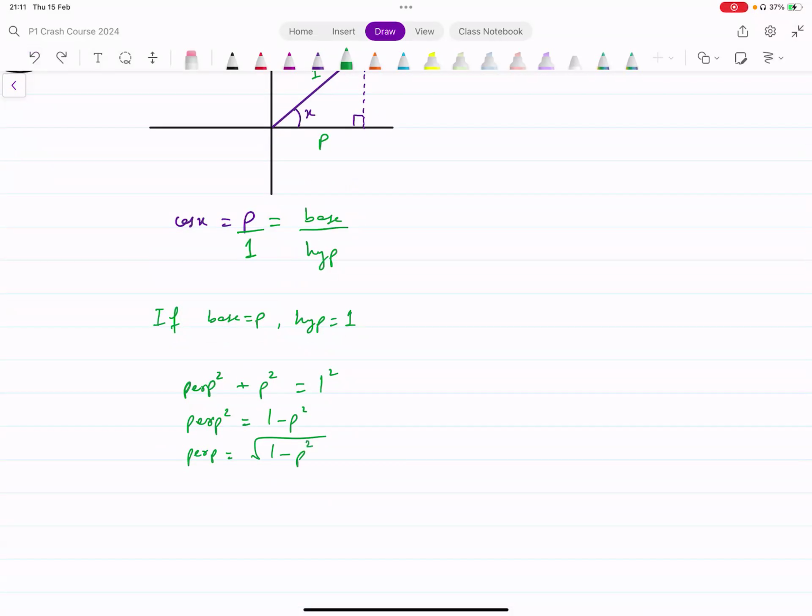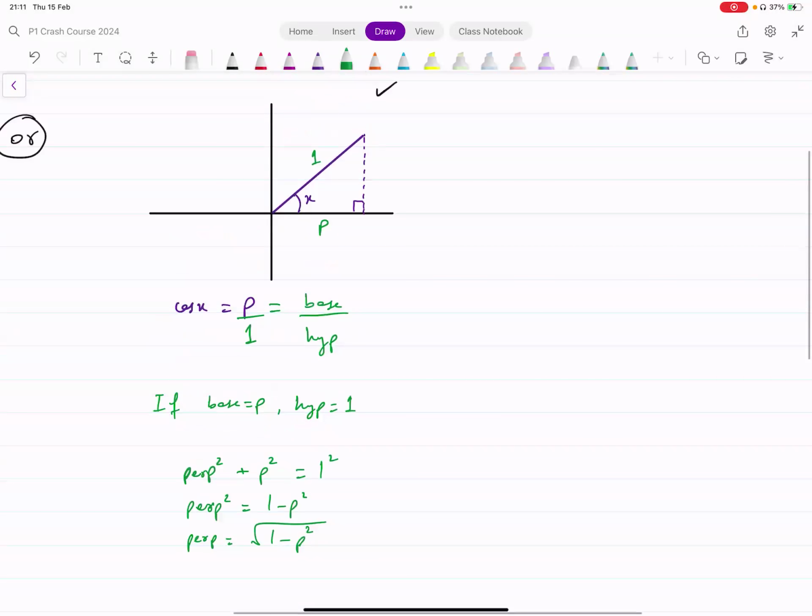Okay. Now I'm doing a lot of steps here. You can do it mentally as well. You can write in a single line as well. You don't necessarily have to show all of this. I'm just explaining this. I'm writing a lot here. But you can just figure it out in your head as well. You can say that this is supposed to be the square root of 1 minus p squared. So perpendicular is square root of 1 minus p squared.